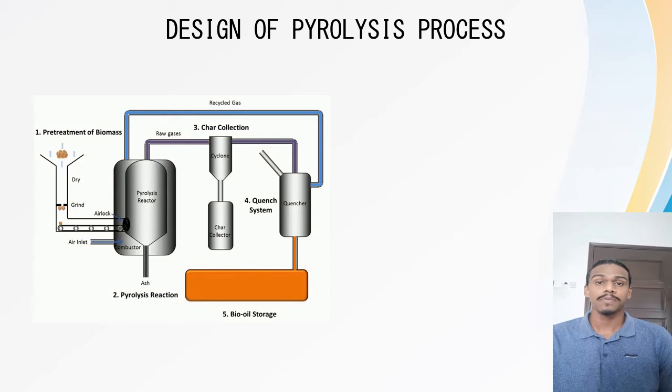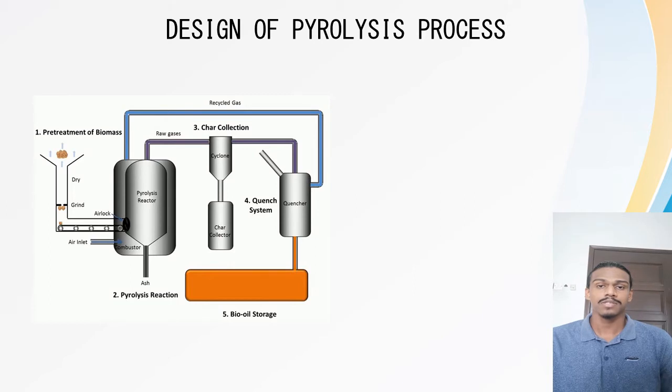The first step is pre-treatment of biomass, where it is ground into small particles before heading into the pyrolysis reactor. In the pyrolysis reactor, the airlock system keeps the oxygen and unwanted air out of the reactor. The combustor in the reactor heats the biomass and produces raw gases which contain solid residues, and removes the ash material from the reactor.